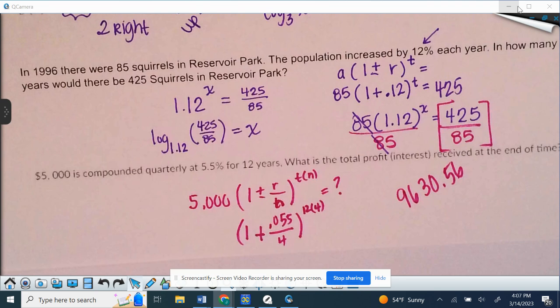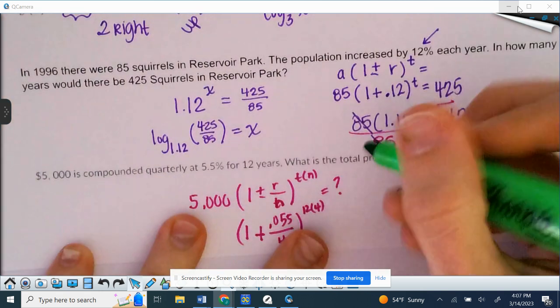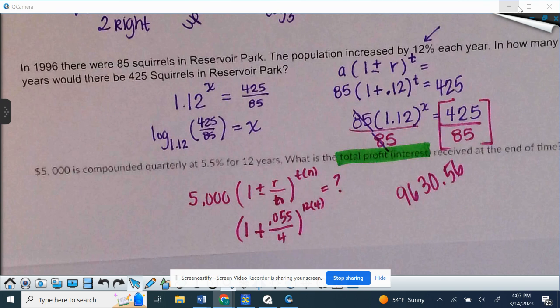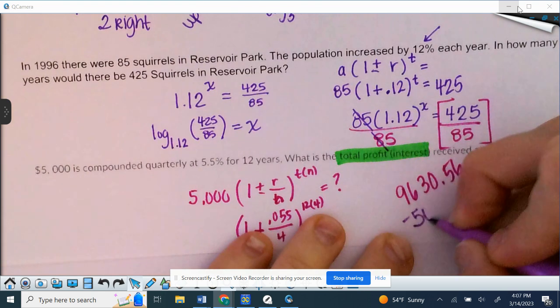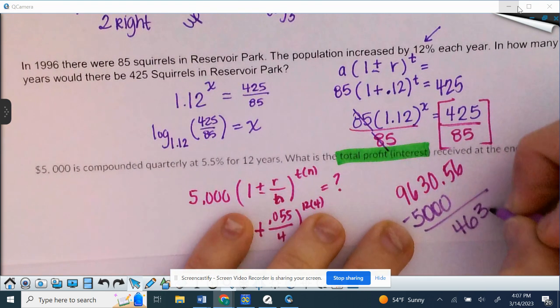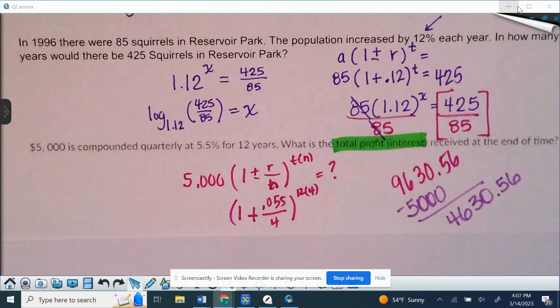Now, that was one of your answer choices, and it was the most popular missed answer, so that means you did the hard part right. But what is the total profit? So that is not the total profit. That is the amount that's in the account at the point we're checking it. But we put in 5,000, so we subtract that 5,000, and our answer would be approximately 4,630 with some change. So the profit.